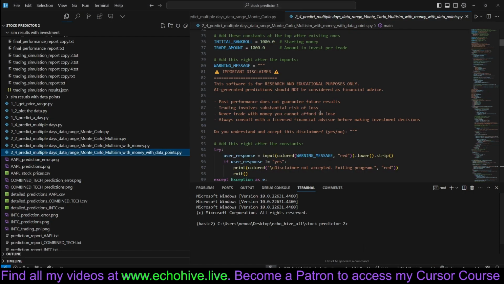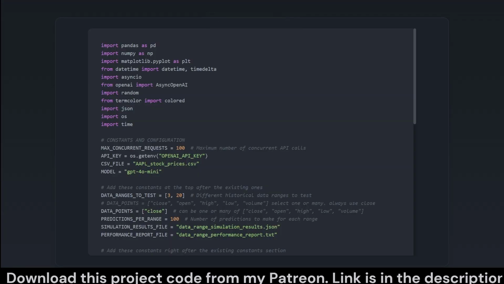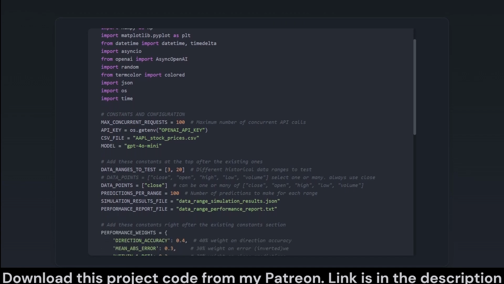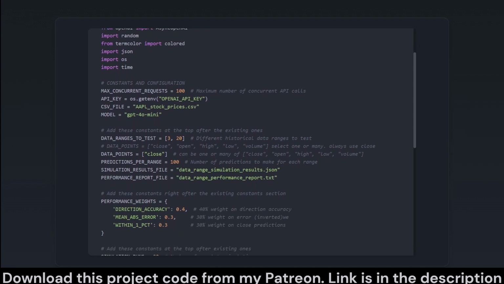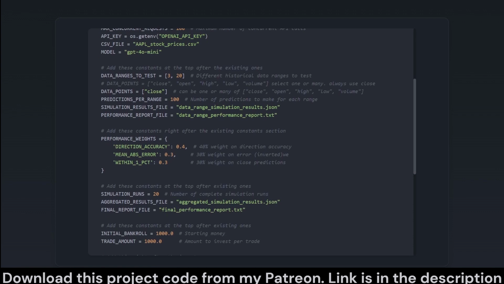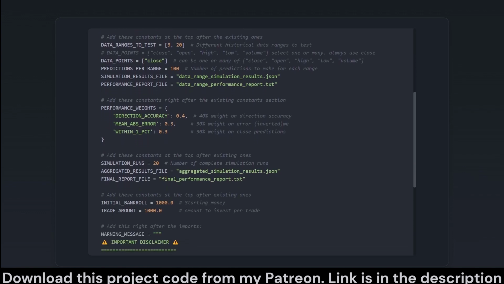Now, let's just go ahead and review the code for the final file where we perform multi-simulation with Monte Carlo and with different data points. This segment sets the stage for the entire simulation program. It begins by importing essential libraries, which range from data handling, pandas, NumPy, and visualization, matplotlib, to async handling, asyncio, and API interactions, OpenAI. Think of it as stocking up your coding toolbox before diving into the DIY project.